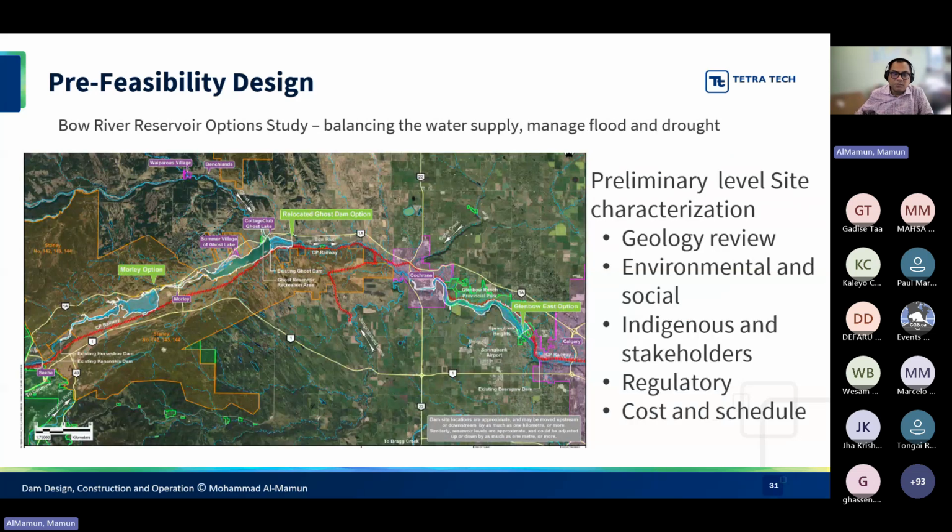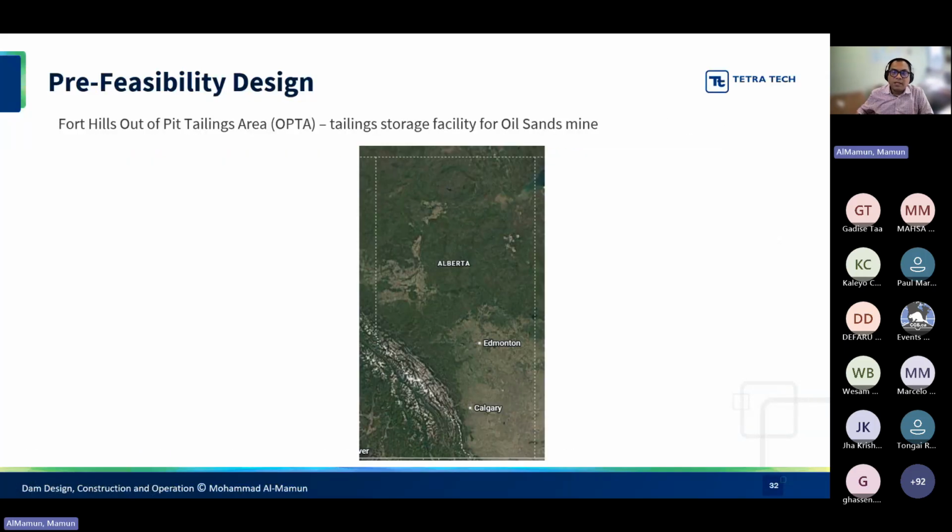In that zoom in area that I showed, the study did some geological review, and environmental and social aspects on a bigger scale, including indigenous stakeholders and other stakeholders. They identified the regulatory issues, and they did a high level cost estimate for the three options that were selected at that stage. And likewise, I was involved in a tailings facility.